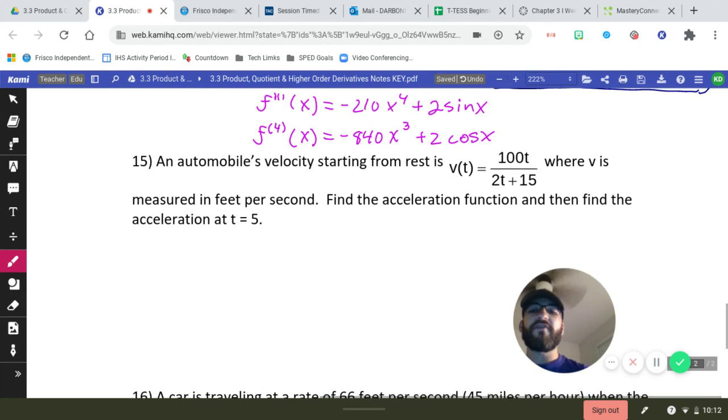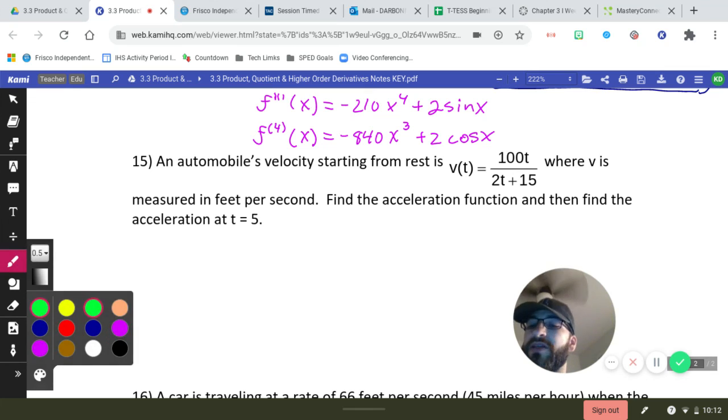All right, 15. An automobile's velocity starting from rest is v of t is equal to 100t over 2t plus 15, where v is measured in feet per second. Find the acceleration function, and then find the acceleration at t equals 5. So to get from velocity to acceleration, what do I have to do? I have to take the derivative.